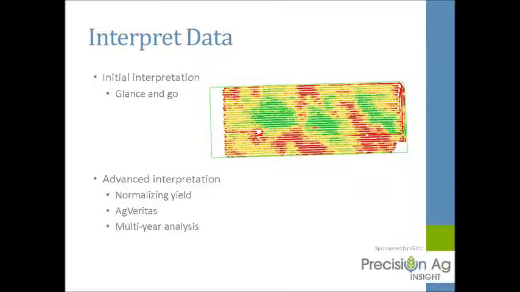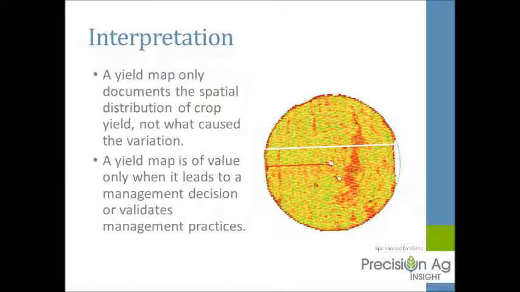We'll talk about that in a little bit greater detail here later. And then the multi-year yield analysis. So I just want to quickly, briefly hit on those. Something to always keep in mind is that a yield map only documents the spatial distribution of crop and not what caused that variation, and that's what makes the analytical tools that we now have available even more important: using those and not just looking at that map.